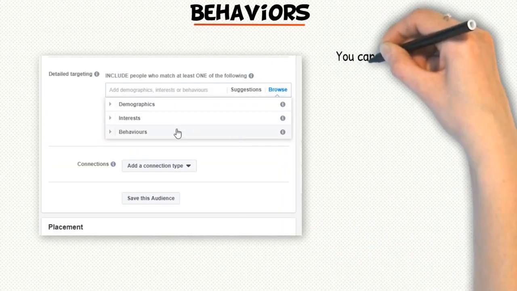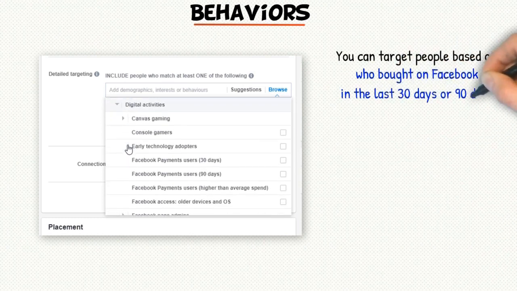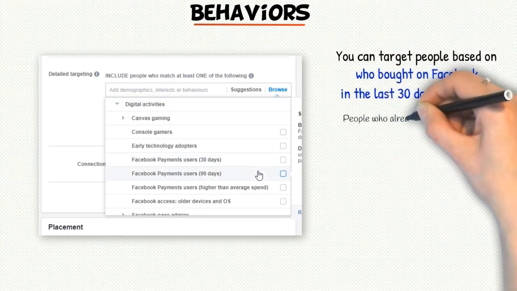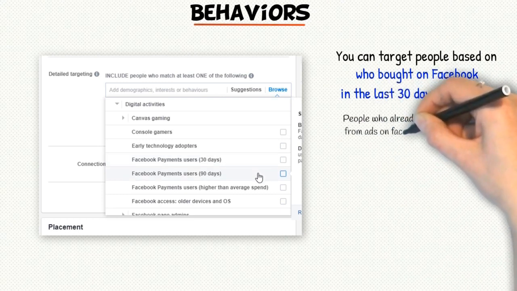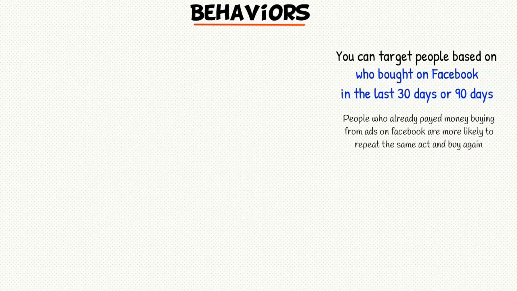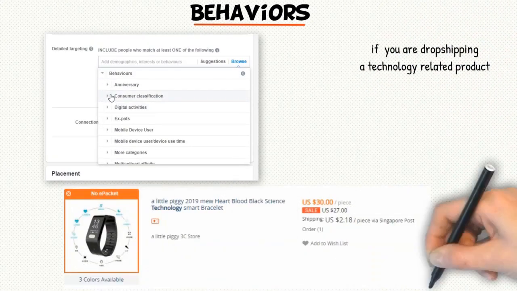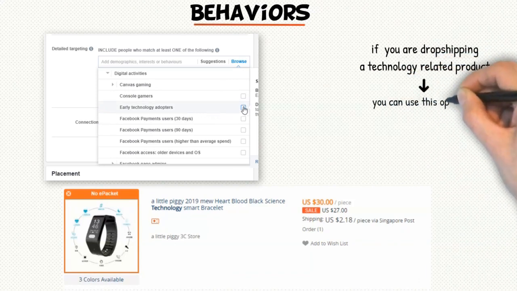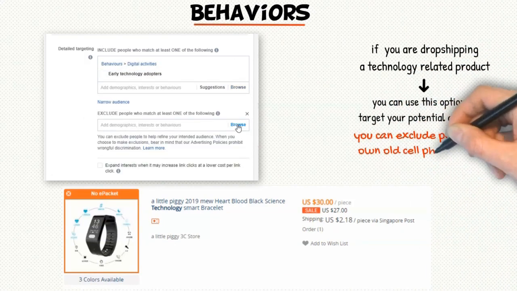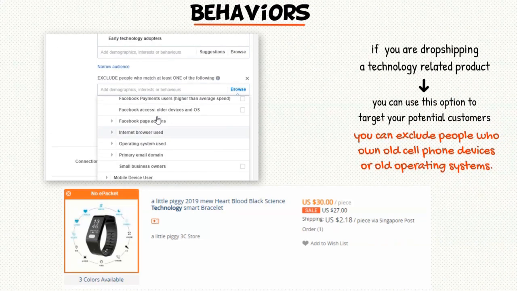Here, for example, you can target people who bought on Facebook in the last 30 days or 90 days. People who already paid money buying from ads on Facebook are more likely to repeat the same act and buy again. For example, if you are dropshipping a technology-related product, you can use this option to target your potential customers, and you can exclude people who own old cell phones or old operating systems.